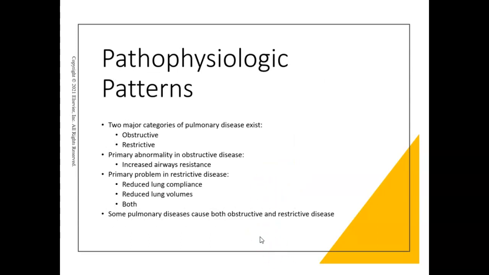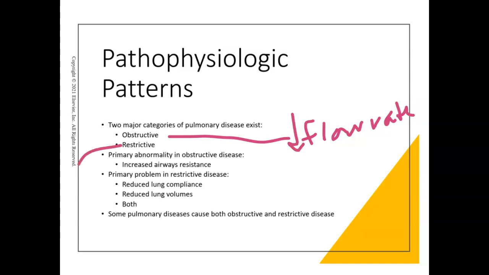All right. So when you're breaking down interpretation of PFTs, you're usually looking for one of two categories. You're usually looking for obstructive disease processes that affect flow rate. So with obstructive diseases, your flow rate is decreased. With restrictive diseases, your volume is decreased.